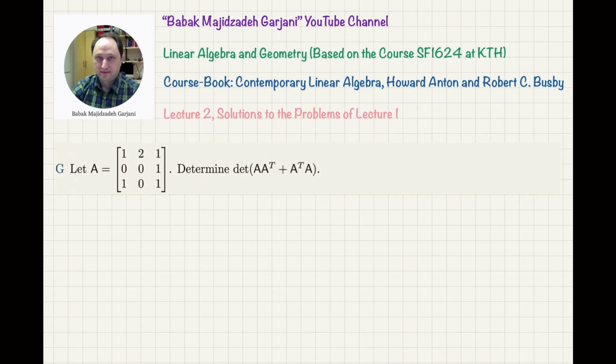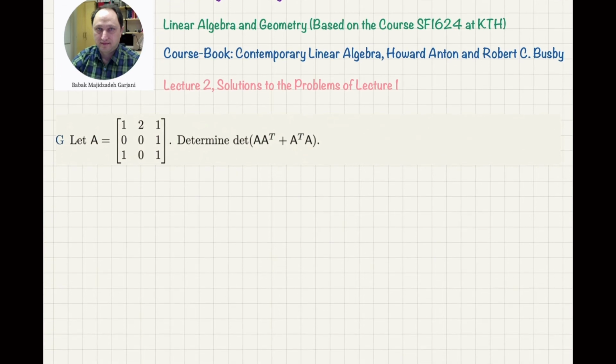Okay, so in this problem, we have a 3 by 3 matrix A, and we're supposed to calculate the determinant of this combination here. We don't have any formula that relates the determinant of a sum of two matrices to the determinants of each matrix individually. So what we can do here is just calculate A A transpose and A transpose A, add them together to get a new 3 by 3 matrix, and use one of the methods for calculating 3 by 3 determinants. Okay, so what I want to do is follow exactly the same strategy.